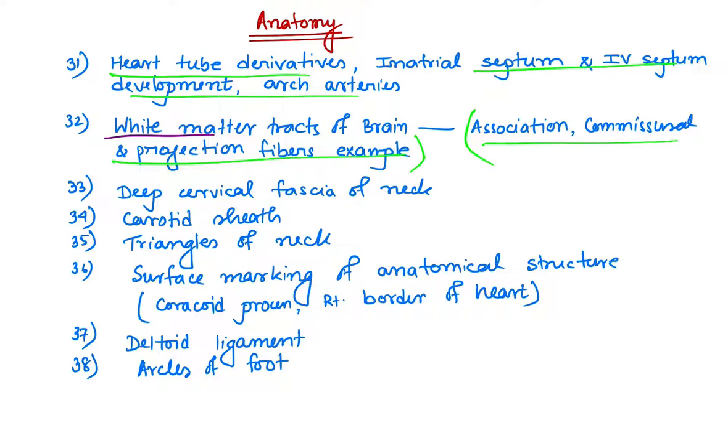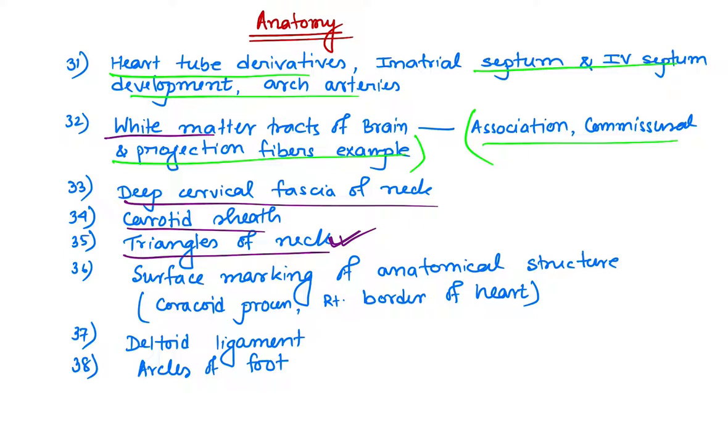Then deep cervical fascia, you should know, like the investing layer, pretracheal layer, prevertebral layer. You should also know the carotid sheath, axillary sheath topic, along with the danger space of the neck, then retropharyngeal space, parapharyngeal space, etc. Then triangles of the neck and their contents, boundary, roof you should know. Sometimes this may be asked also.